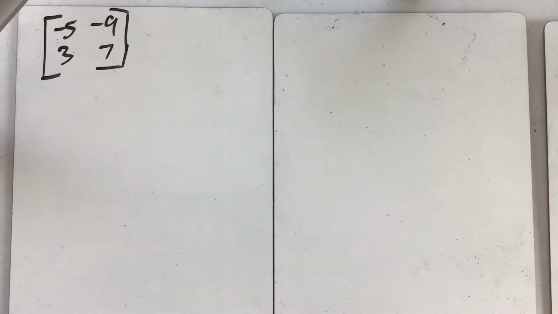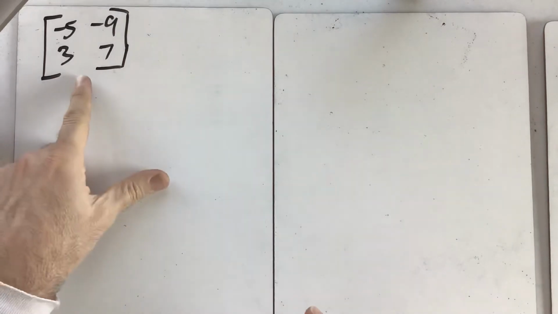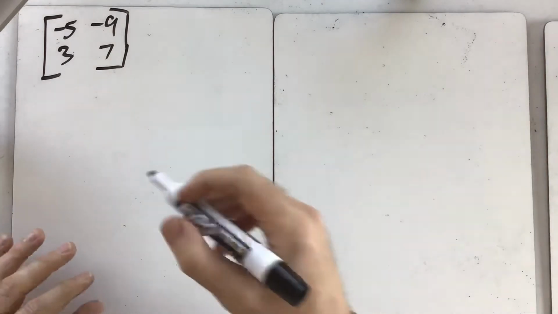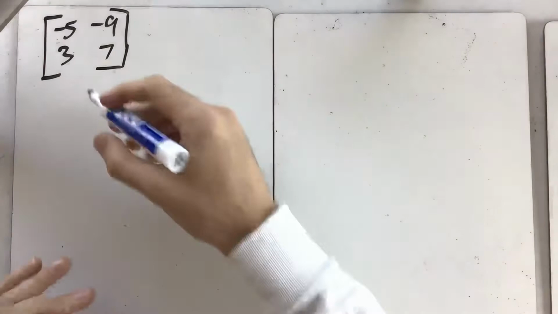Let's try this problem that I gave you at the end of the last video. I gave you this matrix, -5, -9, 3, 7, and asked you to diagonalize it. So let's start by doing this. Hopefully this went well, but let's see what we can do. The first thing we need to do is find eigenvalues.